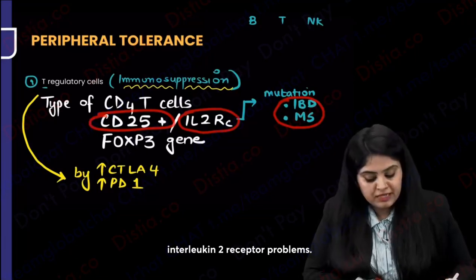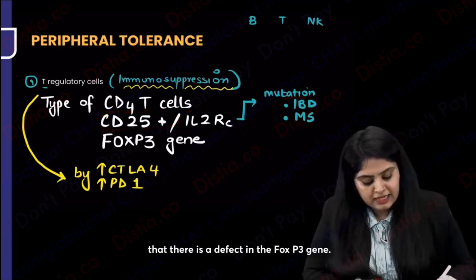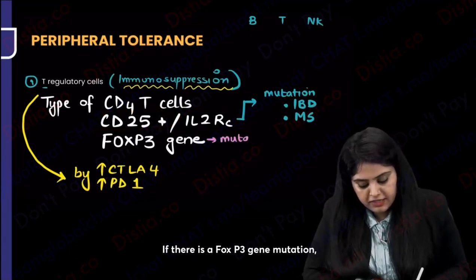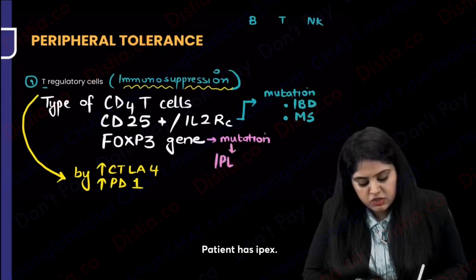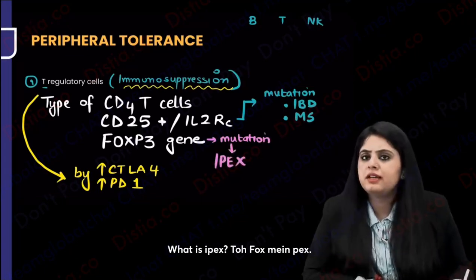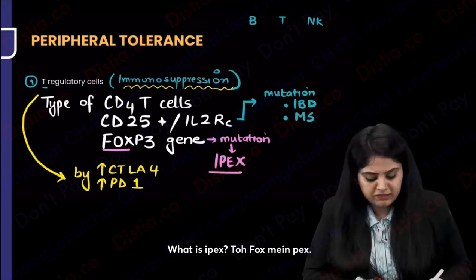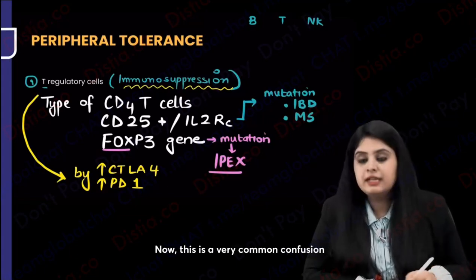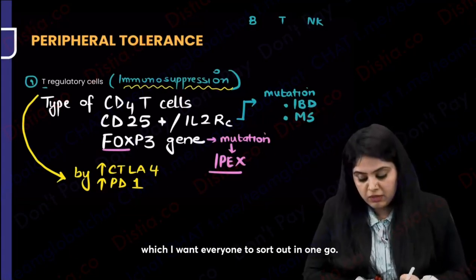Remember, multiple sclerosis and inflammatory bowel disease, read their pathogenesis, they show you the CD25 or interleukin 2 receptor problems. Similarly, if there is a defect in the FOXP3 gene, if there is a FOXP3 gene mutation, what does the patient have? The patient has IPEX. What is IPEX? FOX में PEX. Now this is a very common confusion that the students have, which I want everyone to sort out in one go. देखो, दो genes होते हैं.